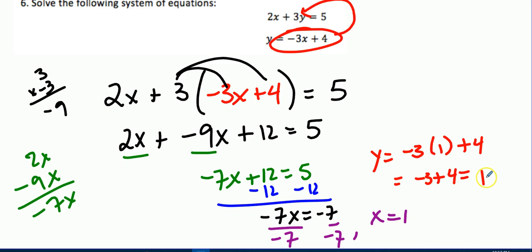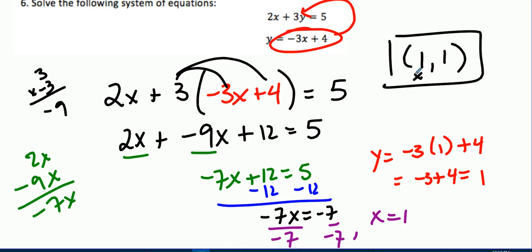Now, I've had many of my students leave the answer like this. They've missed a point each time if they've done it, because your solution to a system of equations is not only two numbers, but it should be in a coordinate pair with an x and a y. And make sure you put in parentheses. So (1, 1) is your final answer.